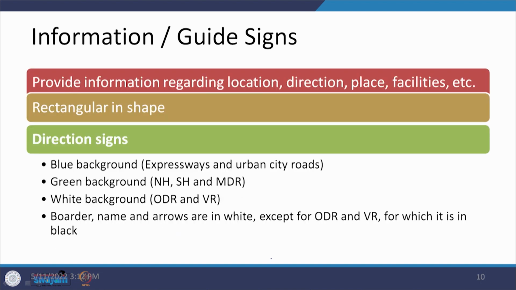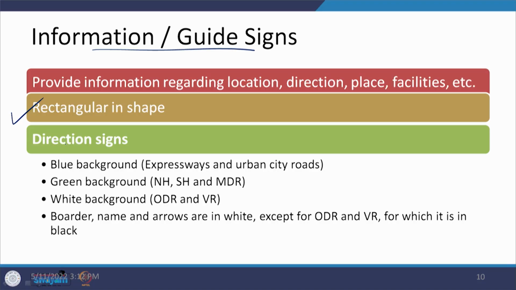The third set of road signs are information or guide signs, and they are going to give you information, as I said, on which city is there ahead of you, in which particular direction, which is the place, and what type of facilities are going to be there, and these are rectangular in shape. So, this is now the third shape which is coming. We talked about the circular, we talked about triangular, and now rectangular. Apart from this, there was an inverted triangle and there was an octagon.